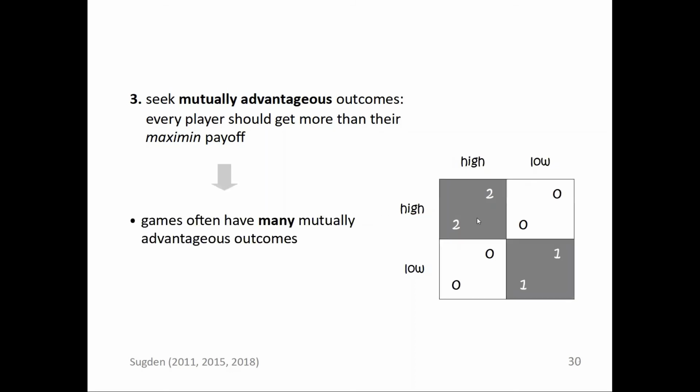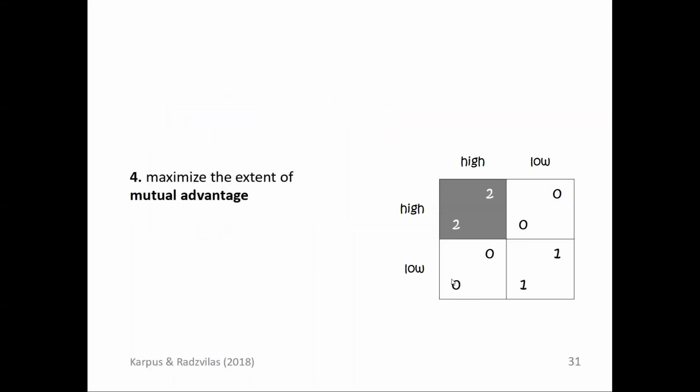However, this idea of mutual advantage can identify many outcomes in games as mutually advantageous without further discriminating between them. In the high-low game, mutual choice of high and mutual choice of low both are mutually advantageous outcomes relative to the maximin payoffs of 0. So that led to a further suggestion. The team reasoning players identify mutually advantageous outcomes in games and then seek to maximize the extent, or some measure, of mutual advantage that is offered by those outcomes.